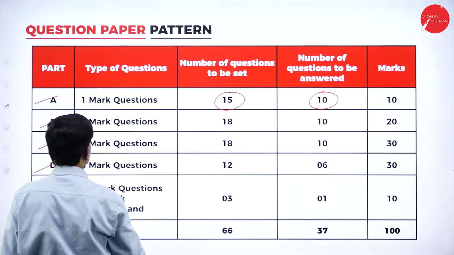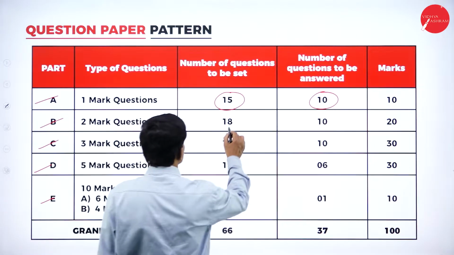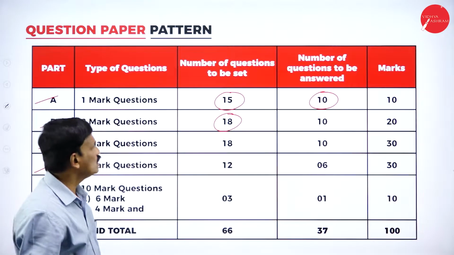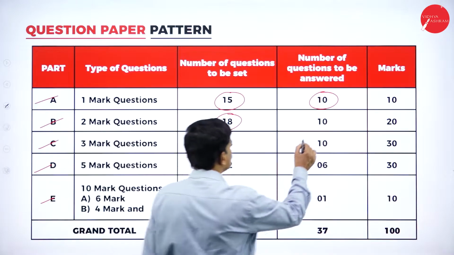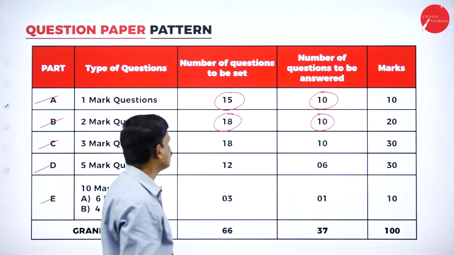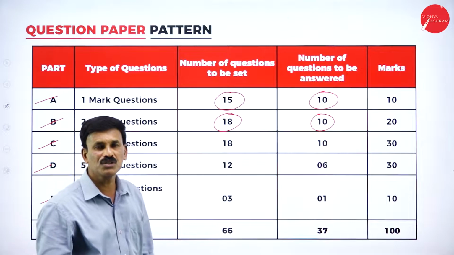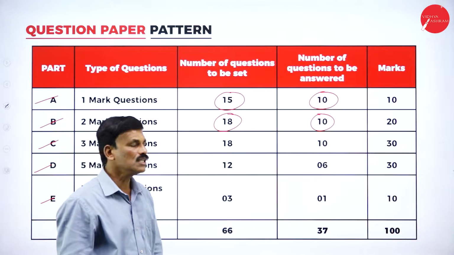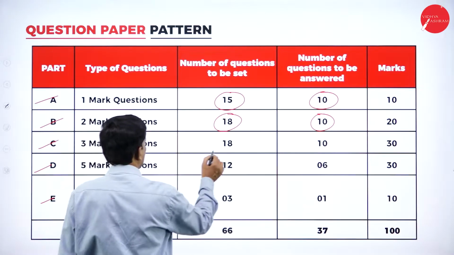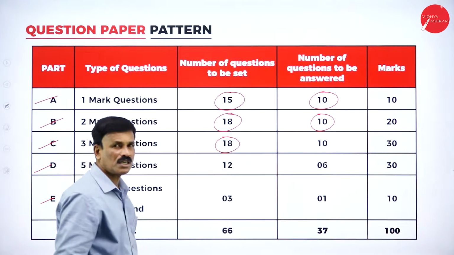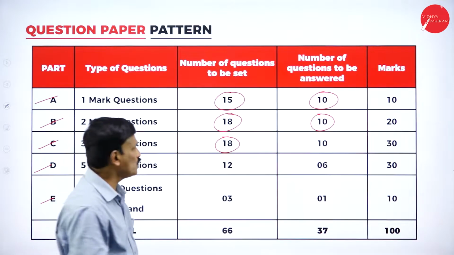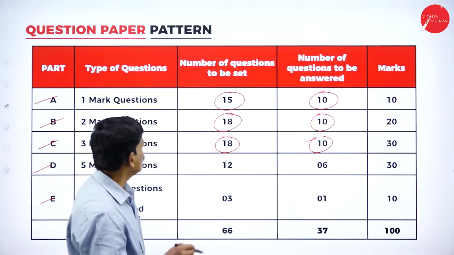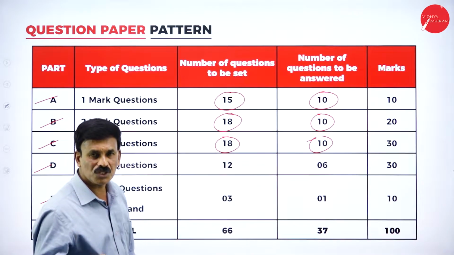Now for 2 marks questions, you will have 18 questions. In that you are going to answer 10. Again 10 out of these 18 questions. Now similarly in part C, descriptive type, there are 18 questions. In that you are going to answer 10 out of 18.